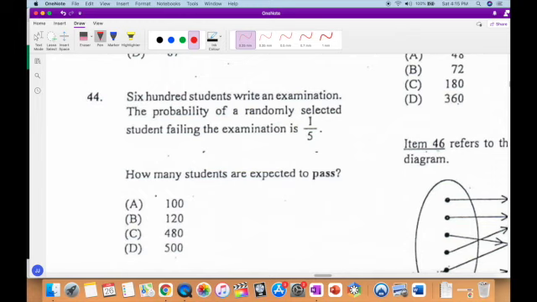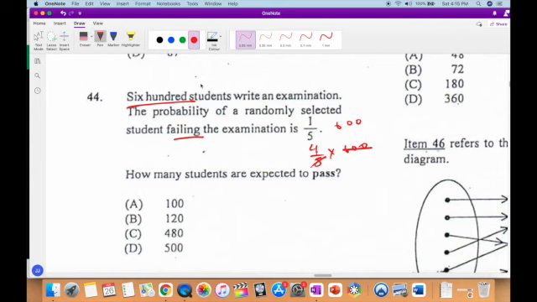600 students write an exam. The probability of randomly selecting a student failing the exam is 1/5. So how many students are expected to pass? Well, if 1/5 of 600 is expected to fail, that means 4/5 of 600 is expected to pass.